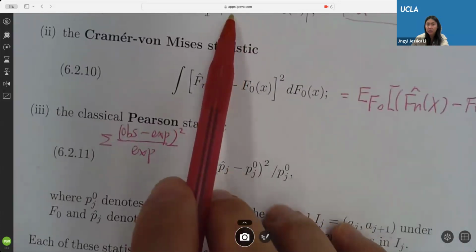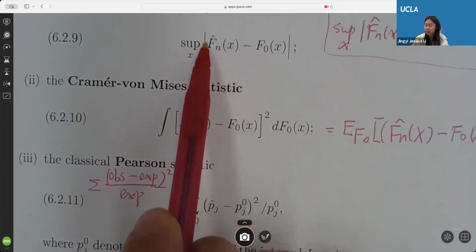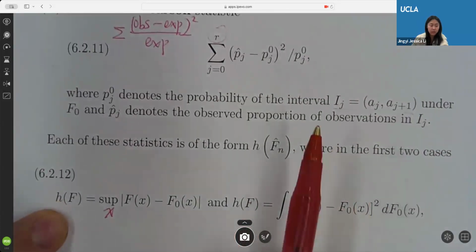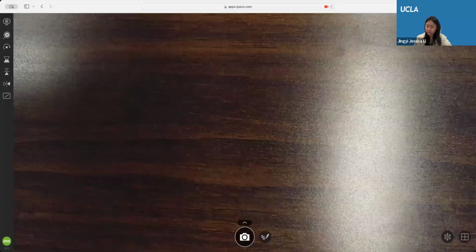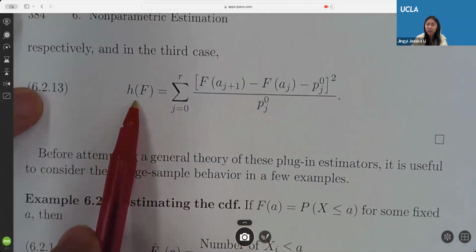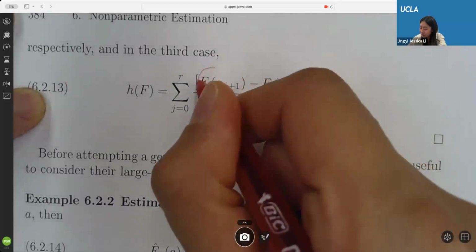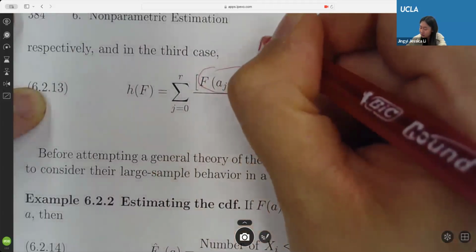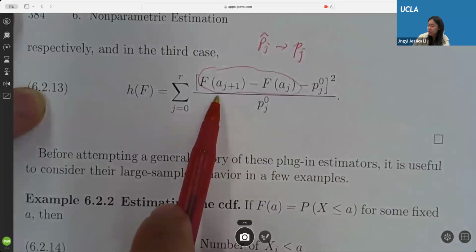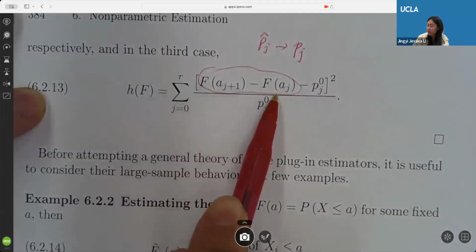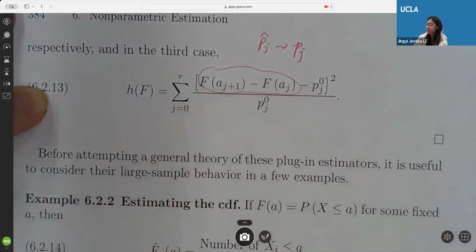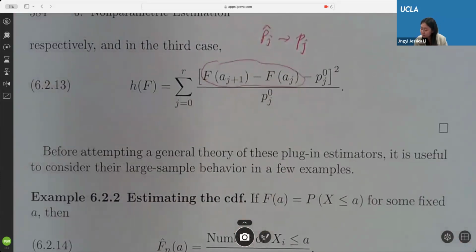Here you are using Fn(x), and I'm just replacing this by F, and I get the functional on F. The second one is this integration. It's obvious. How about the third one? The third one can also be expressed in terms of F. What I previously wrote as pj hat, based on my data, I just change it to pj. And pj will be the probability I have in this interval from aj to aj plus 1 under F. That's it. So everything can be expressed as a statistical functional.